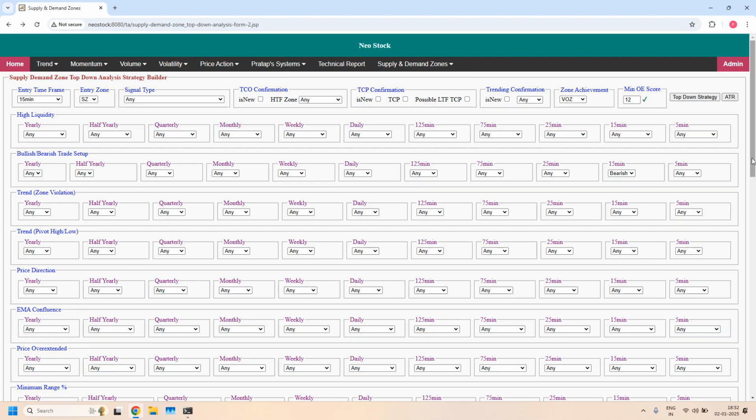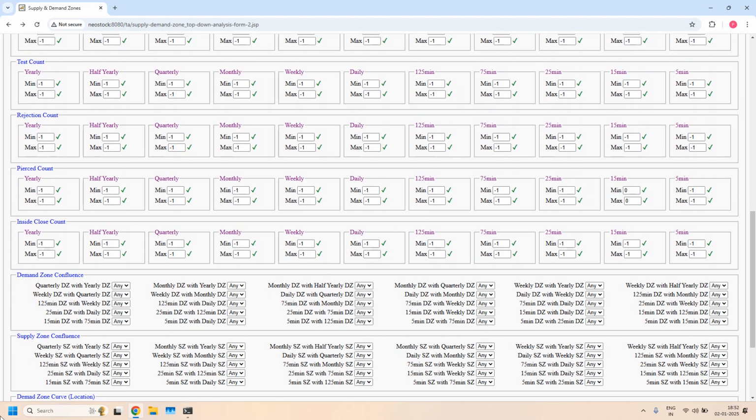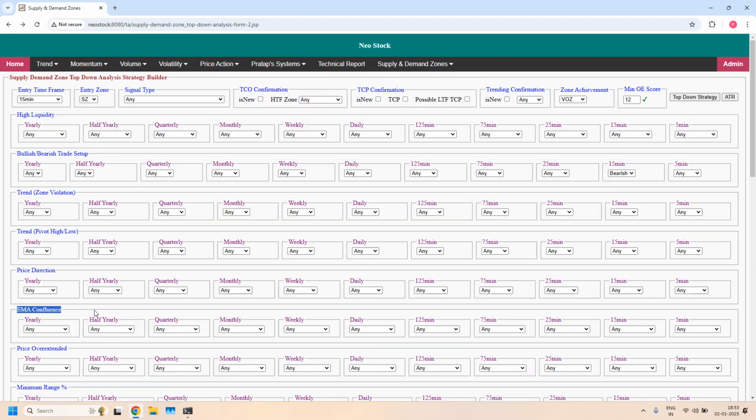So first filter is LTF, ITF supply zone confluence, that is 15 minutes and 75 minutes supply zone confluence. I enable the filter. Now all 5 stocks are filtered. That means in all these 5 stocks, these 15 minute supply zones are part of the 75 minute supply zone. And 75 minutes trend is down in all these stocks. That is ITF trend. So if these 75 minute supply zones have daily EMA confluence, they could be even more high probability trade setup supported stocks.